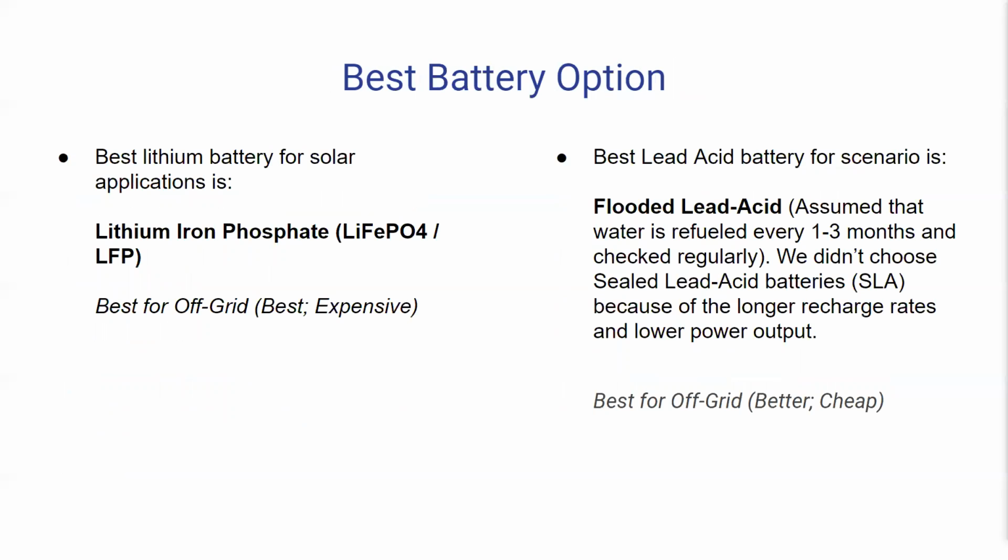For this scenario, depending on the budget of the tiny home, that 400 square foot, the lead-acid battery, which is a flooded option and requires regular maintenance every 1 to 3 months, would be the best route if you're looking for a lower cost solution. The other and superior option would be a lithium battery for the solar connection, a lithium iron phosphate battery, which is the most common for solar applications. Granted, that is also the most expensive.